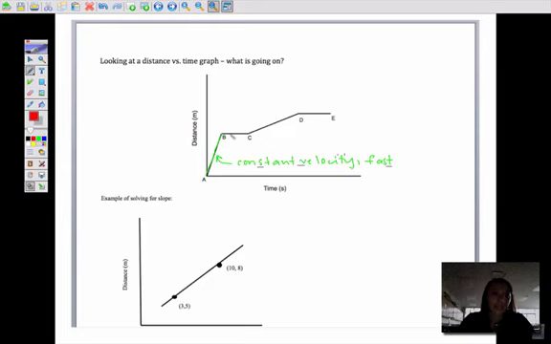From B to C, I see that it's a flat line. So knowing that it's a flat line, I know I'm not moving. My position isn't changing. From C to D, it's a straight line again, which means I have a constant velocity.